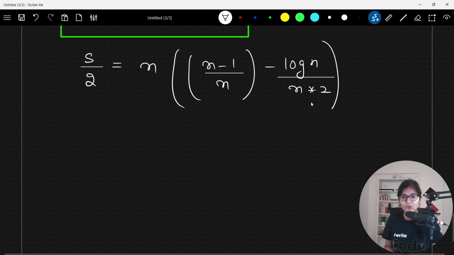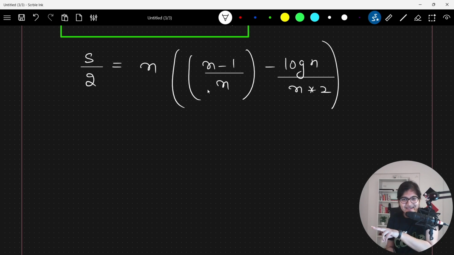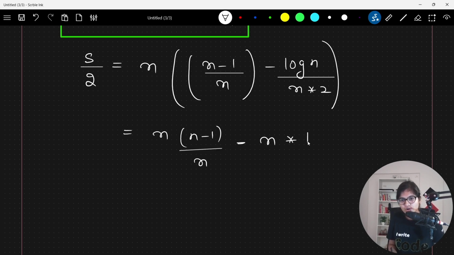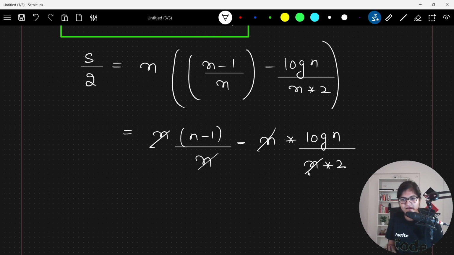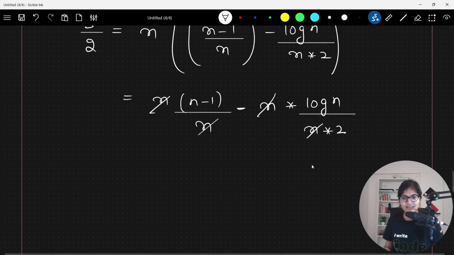So now, if you observe, I will get this equation. Now if I take N inside the equation, I will get N into (N minus 1) by N, minus N into log N divided by N into 2. So I took N inside the bracket, right? Okay, fine. So now it's clearly visible. N and N will cancel out with each other.